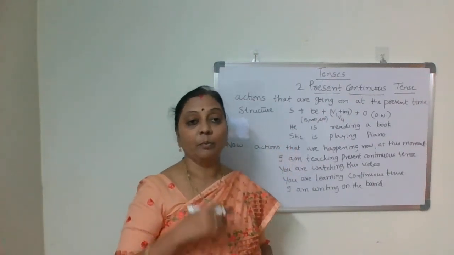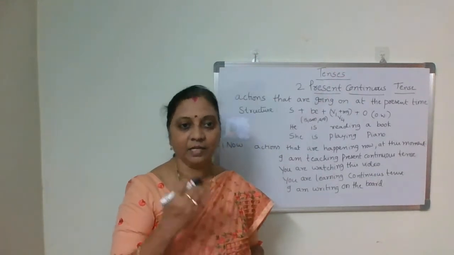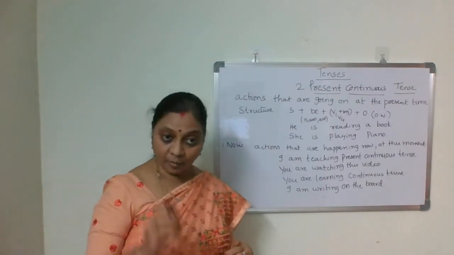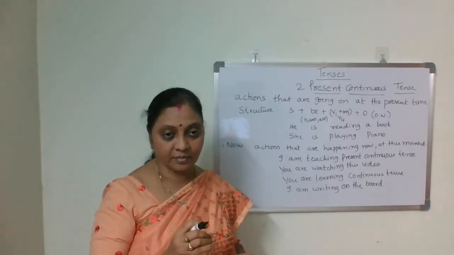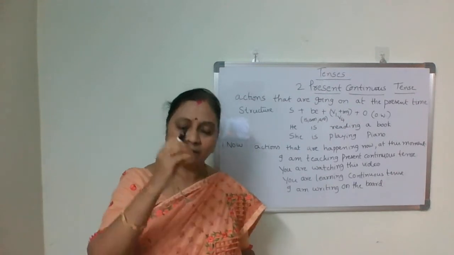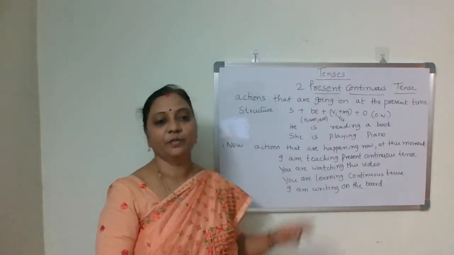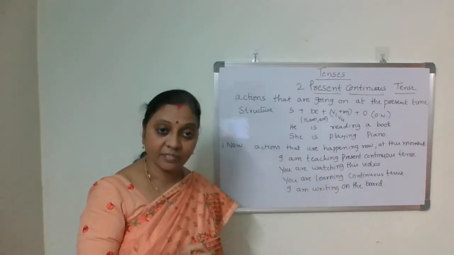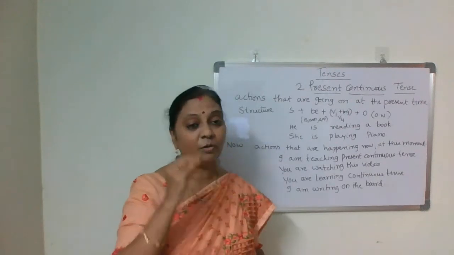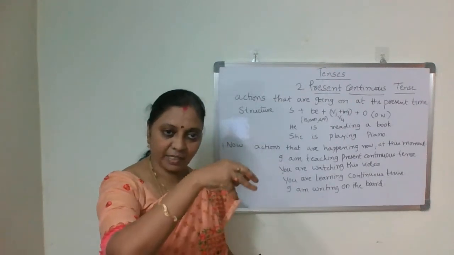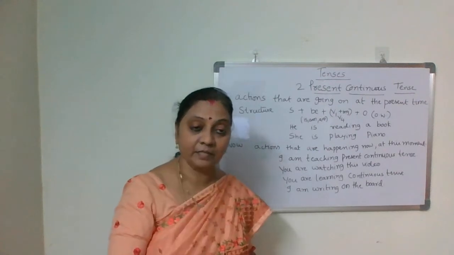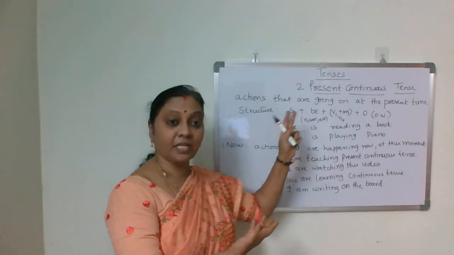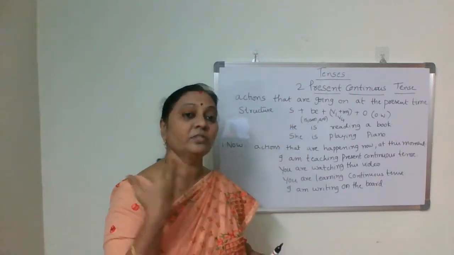Now let us see, when do we use this present continuous tense? When do we use that? First, now. Actions that are happening now at this moment, then we have to use present continuous tense. Got it? Once again I repeat, the actions that are going on now, ongoing actions that are taking place now, that are happening now at this moment. At this moment, what are we doing? In such cases we use present continuous tense.